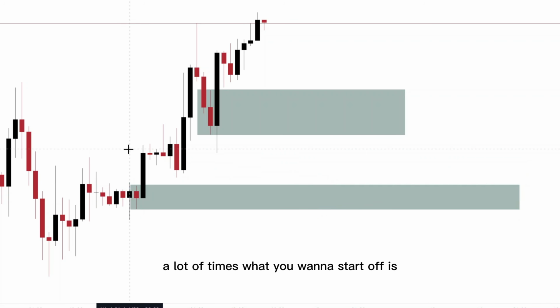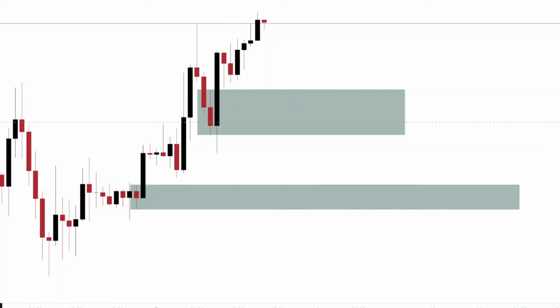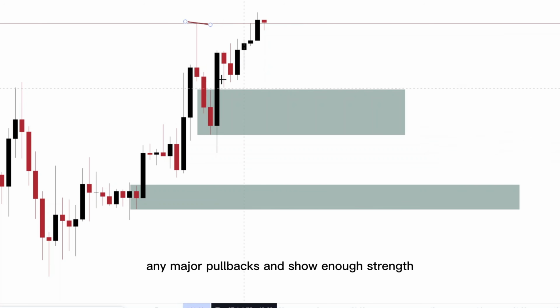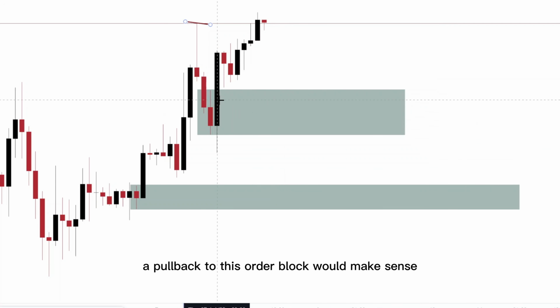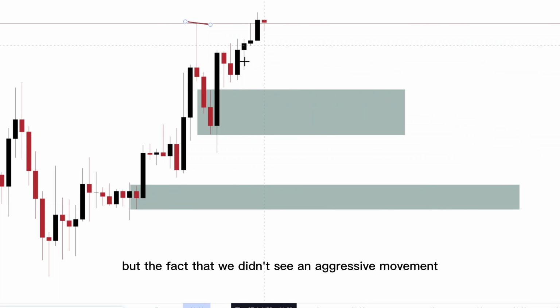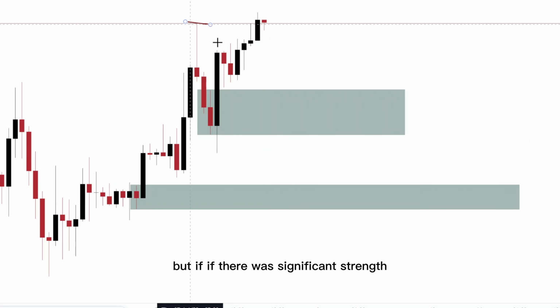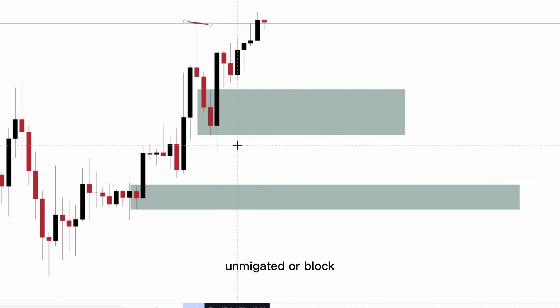A lot of times what you want to start off with is to disqualify an unmitigated order block first. So the way to disqualify it is you would look at this order block here, and this order block did not cause a strong reaction that broke structure. Now, if this OB was responsible to break this structure without any major pullbacks and showed enough strength, a pullback to this order block would make sense. But the fact that we didn't see an aggressive movement, and we covered how to validate order blocks on our website, but if there was significant strength coming from this order block to push price through, this would be valid. But the fact that this is not a valid unmitigated order block, we would look at the next one.